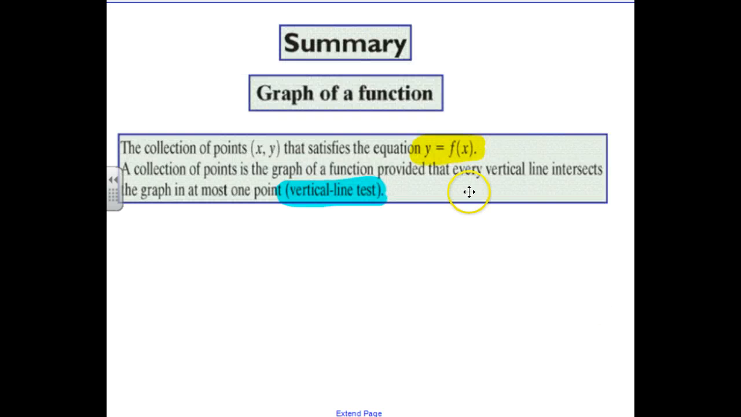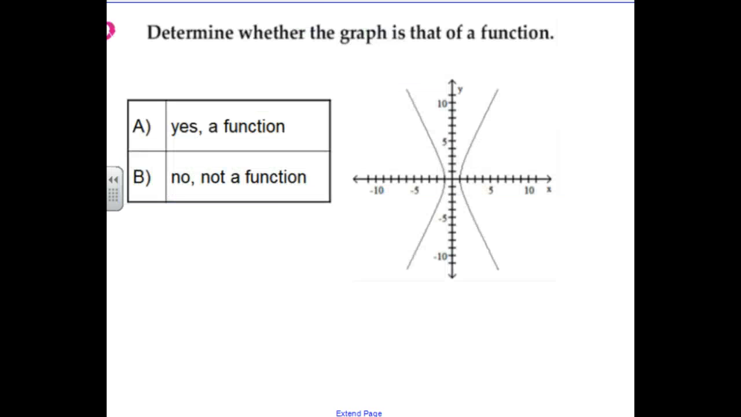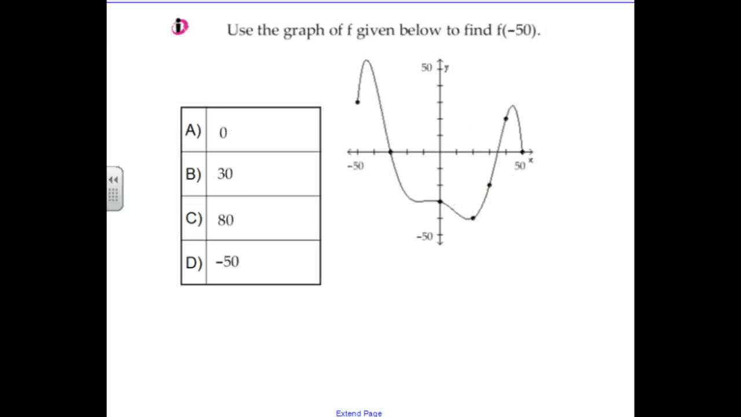So remember, your y is your f of x, and you can determine if it's a function or not through the vertical line test. You can evaluate. This says if you let x be negative 50, what is the y value? So looking at x to be negative 50, it looks like the y value would be 10, 20, maybe 30.